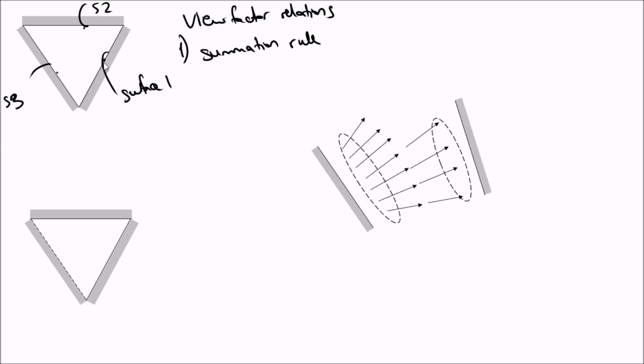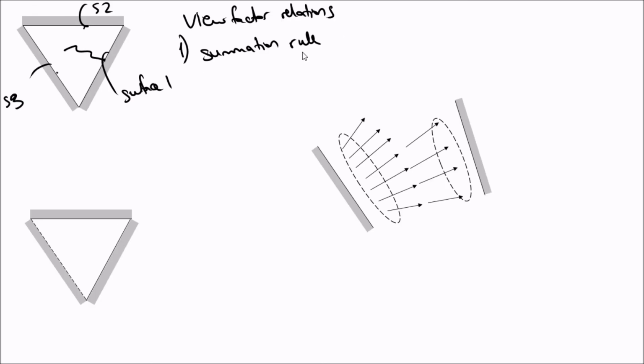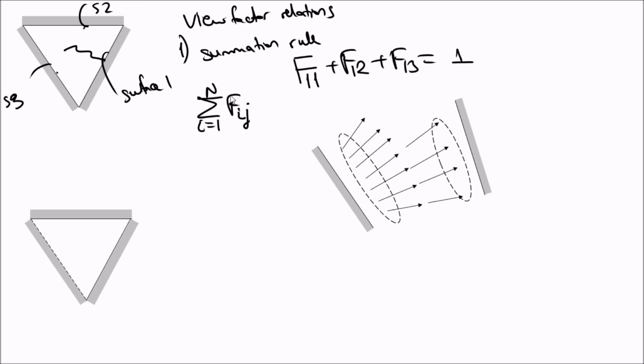In this case, it is not possible that the radiation leaving surface 1 will hit itself, but in some cases it is possible. For example, for this one it is possible. But for the general rule, the fraction of the radiation that leaves surface 1 to itself, the second surface and the third surface will be 1. Or you can write as a general rule: sum over j from 1 to n of F(i to j) is equal to 1. This is the first rule of the view factor.